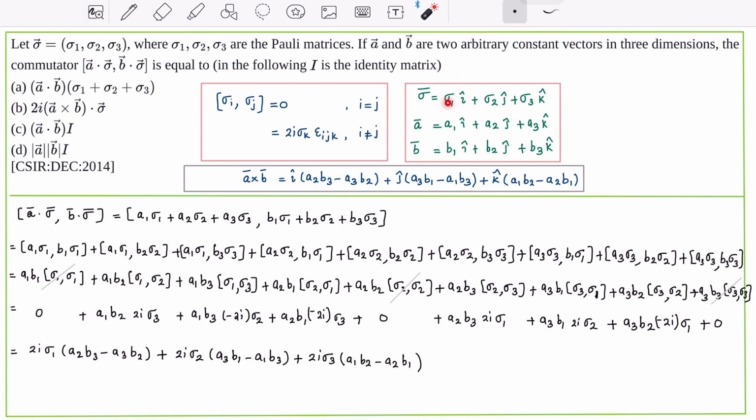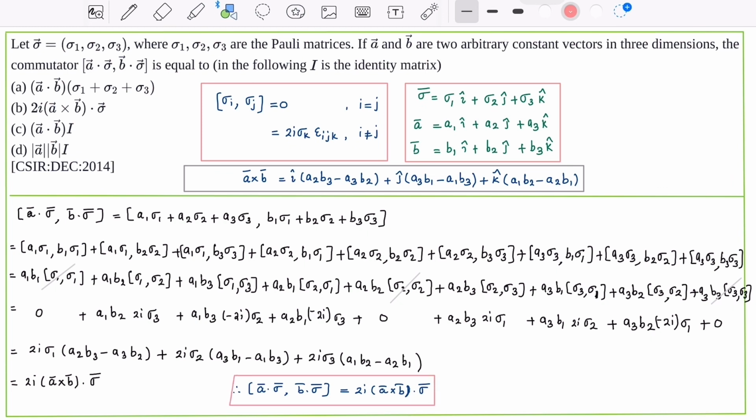Now let us go through the expression of A cross B and see what sigma is. We can see that the obtained expression is nothing but 2i into A cross B dot sigma. Therefore, our commutator is 2i into A cross B dot sigma. Hence, we can say that from the given options, option B is the correct option.